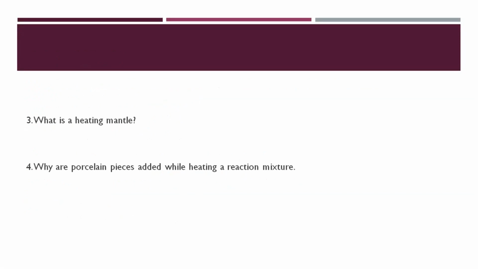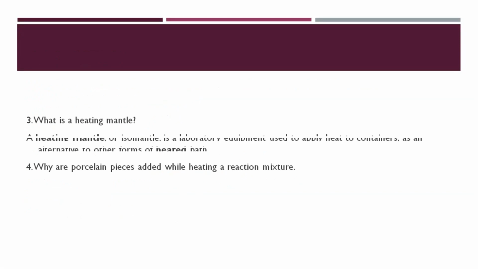What is a heating mantle? We have used a heating mantle in the practical. A heating mantle, also known as an isomantle, is laboratory equipment used to apply heat to containers as an alternative to other forms of heated bath. In the theory portion, we have also seen the advantages of a heating mantle compared to other heating equipment: we can get uniform heating, and it is safe for handling organic solvents or organic reactants.